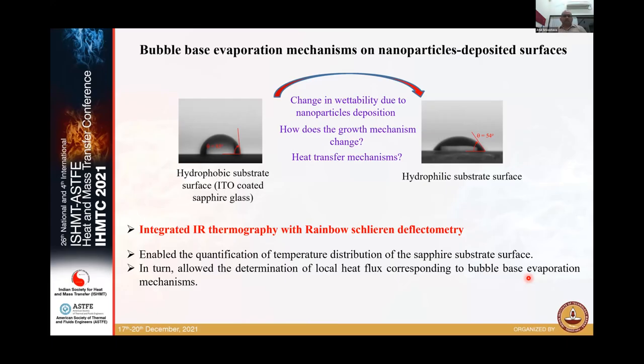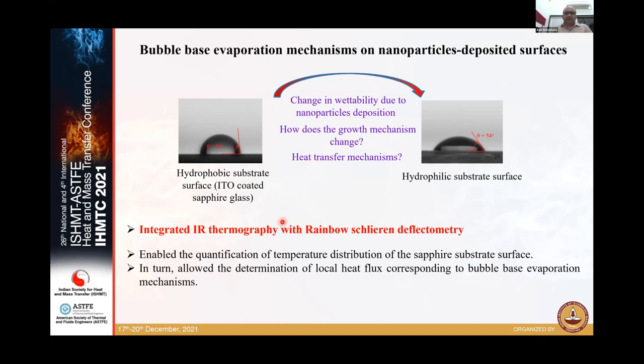Now, this deposition of the nanoparticles on the substrate surface: if the surface is a bit hydrophobic in nature, and we have used ITO coated sapphire glass, initially the contact angle is nearly 90 degree or 85 degree. But with due course of time, the nanoparticles keep depositing on the surface, and what we observe is that the wettability changes. So, change in wettability due to nanoparticle deposition: our interest is how does the growth mechanism change? What are the implications in the heat transfer mechanisms?